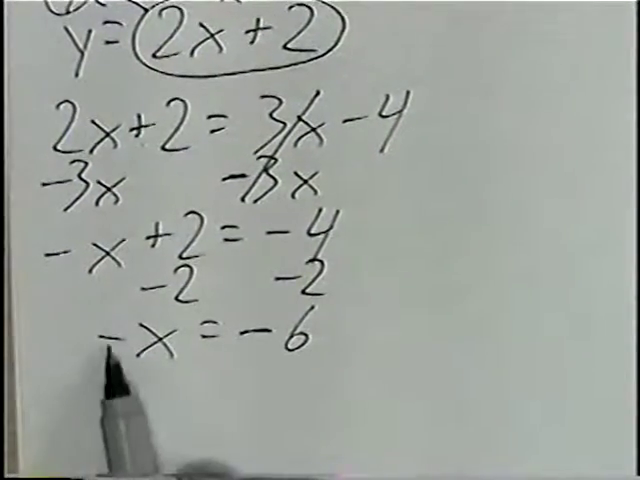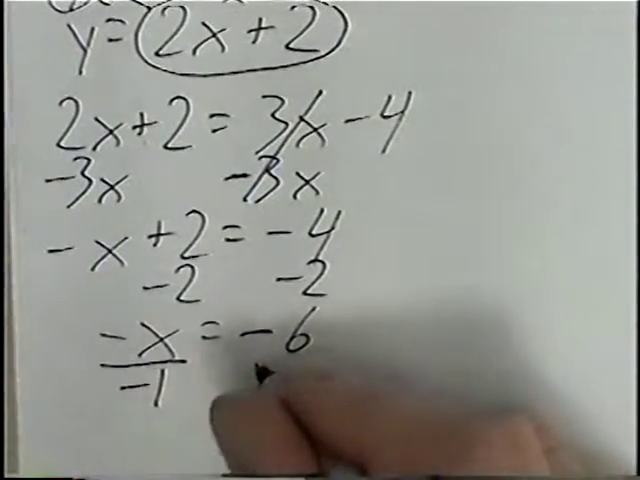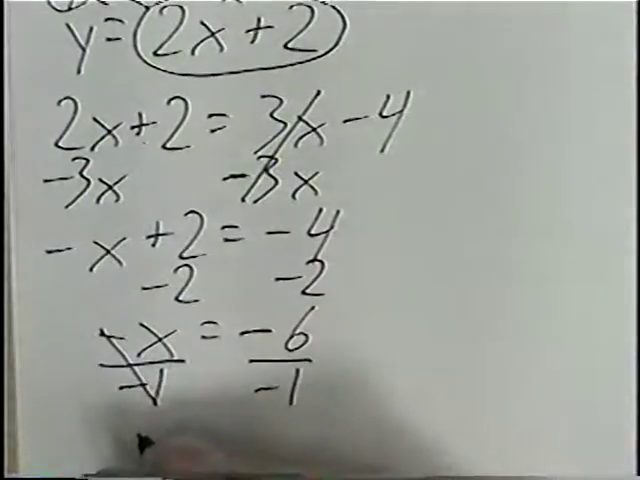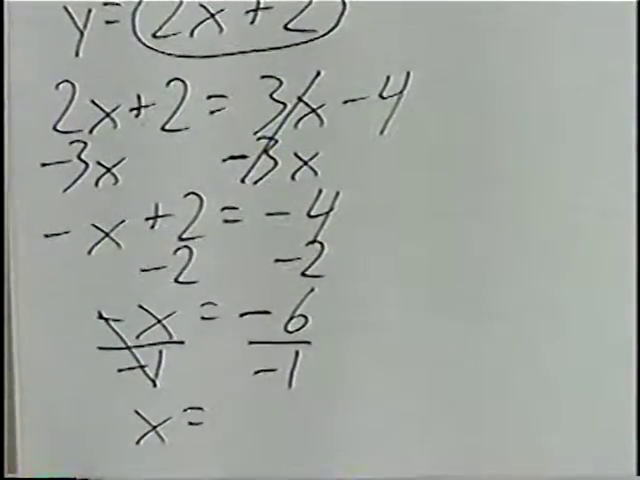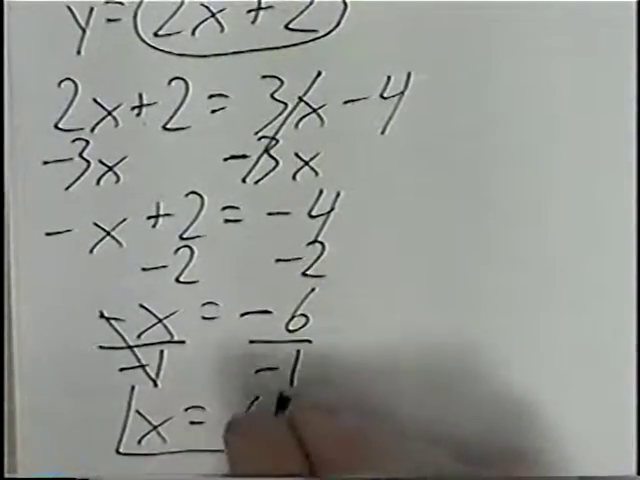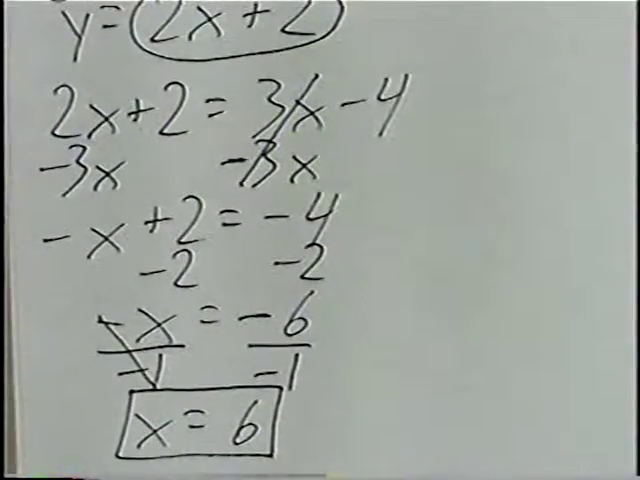And to solve for x, if we have a negative x or negative 1x, to make it a positive number, we can divide by negative 1. So the negatives will cancel, and we'll get our answer x equals negative 6 divided by negative 1, which would be positive 6. Keep in mind this is the first answer, x equals 6.